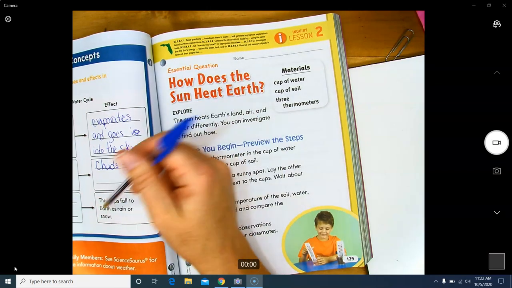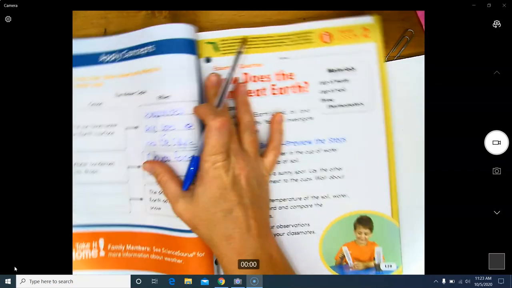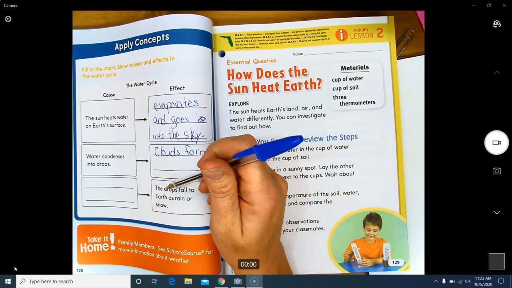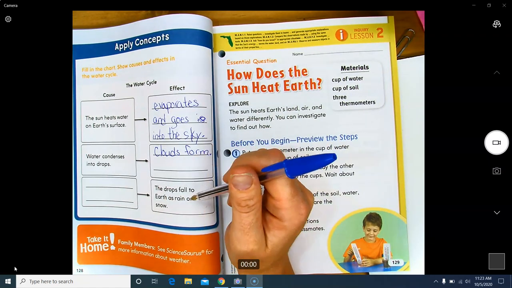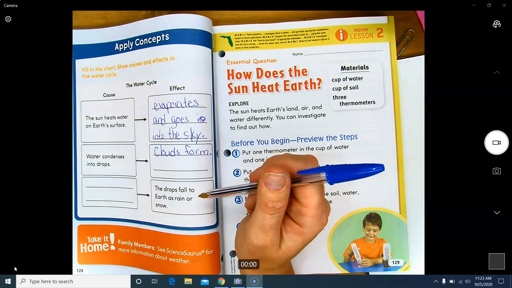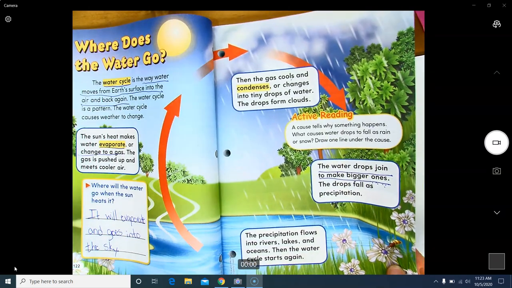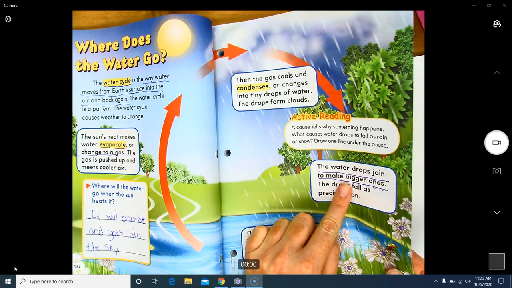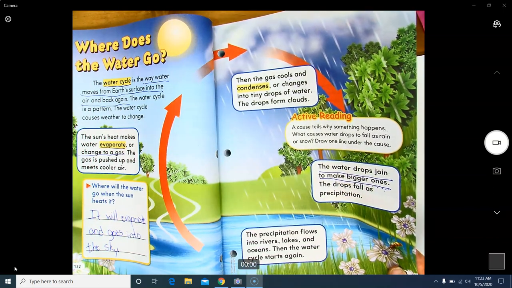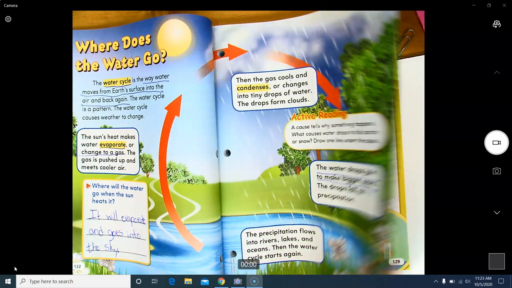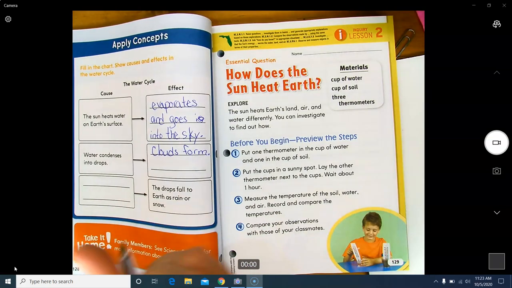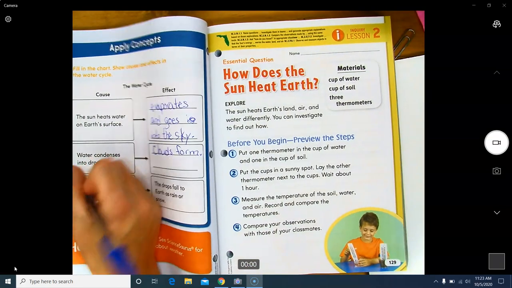Okay, so now we have an effect. We have to see what the cause is. The drops fall to earth as rain or snow. So what caused the drops to fall to earth as rain or snow? Well, here we go. The water drops join to make bigger ones. And that causes the drops to fall.